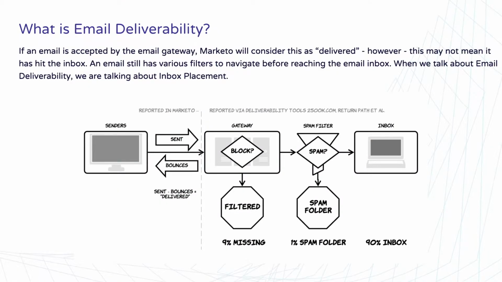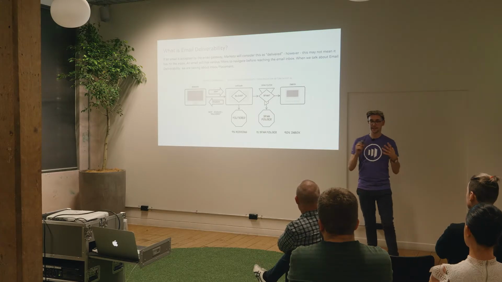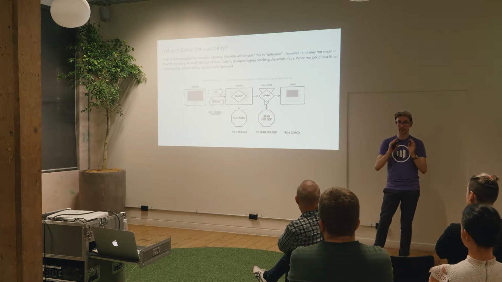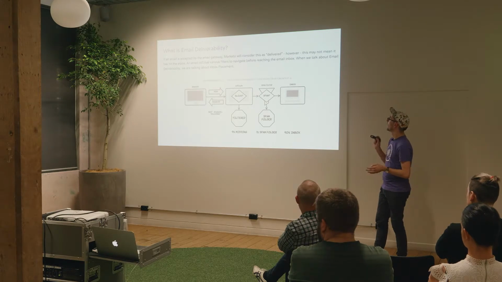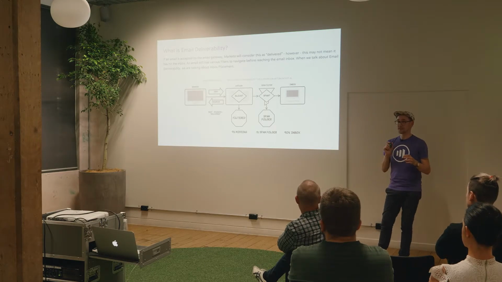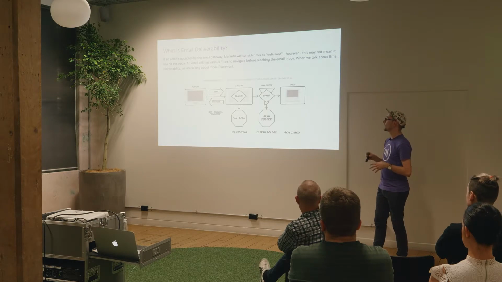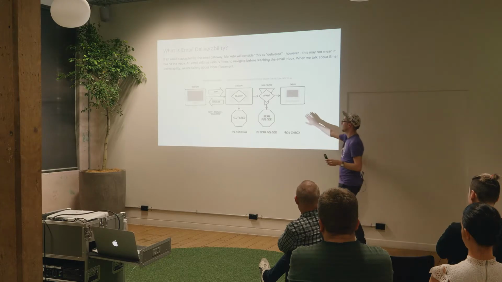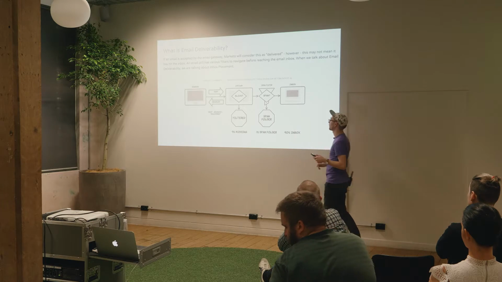So what is email deliverability? Basically, if an email is accepted by an email gateway, which we will be covering off, Marketo will consider this as delivered. This is one part of the reporting that we get in Marketo, and it's one part of what we define overall as email deliverability. However, this may not necessarily mean it has hit the inbox. An email still has a number of hurdles to navigate before it actually hits the inbox. So when we're talking about email deliverability, what we're actually talking about is inbox placement. Okay?